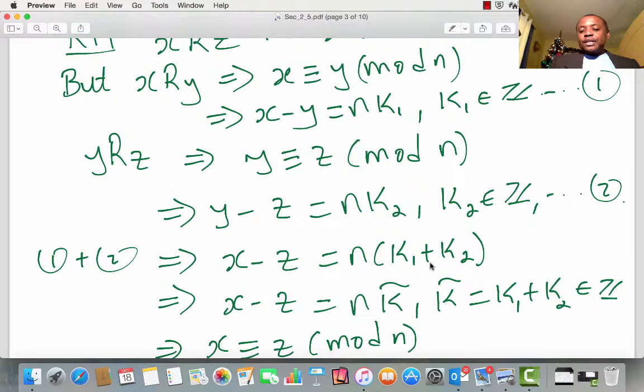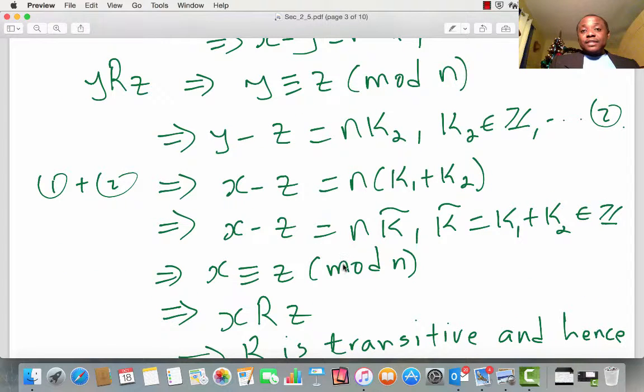k1 an integer, k2 an integer. The sum of two integers is an integer. So call k1 plus k2 k wiggle. That would be an integer. Therefore, we have x minus z equals n times some integer k wiggle.